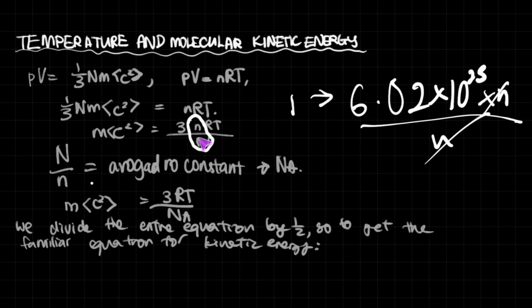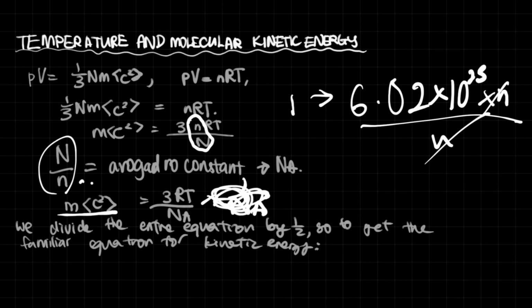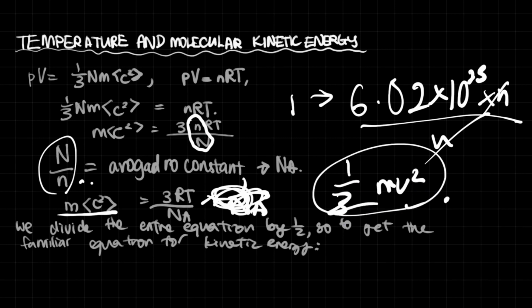We have replaced this by Na, and I had to multiply 1 out of Na like that because of the fact that they are switched around from this. And then we've divided the entire equation by 1 out of 2. Why is that so? Because we see mc squared, and that is basically mass times velocity squared. That's very familiar, and that's because of 1 out of 2 mv squared. That gives us kinetic energy. So we divide the entire equation by 1 out of 2, to get the familiar equation for kinetic energy.